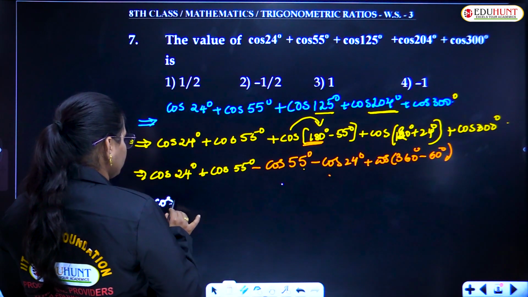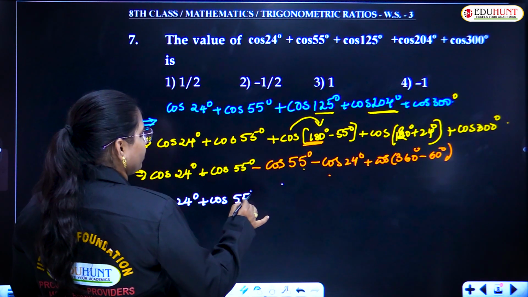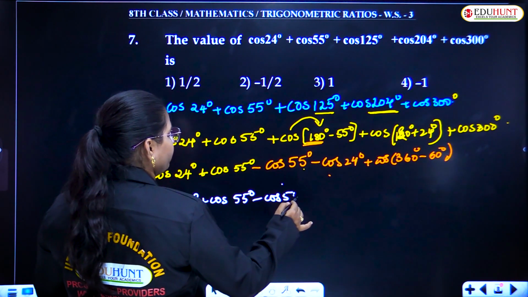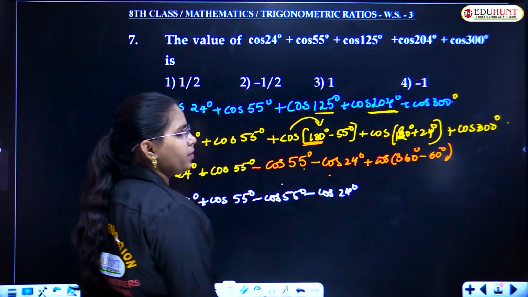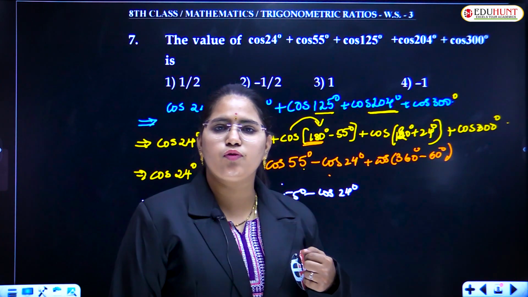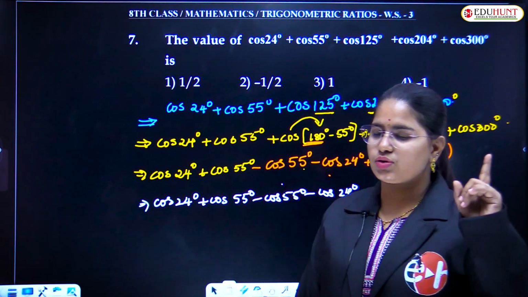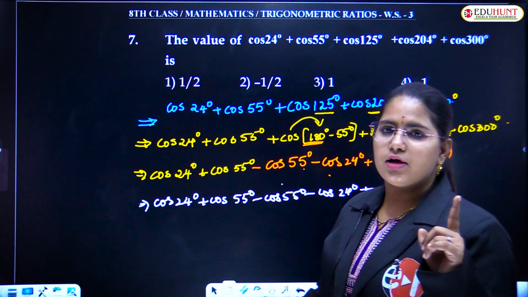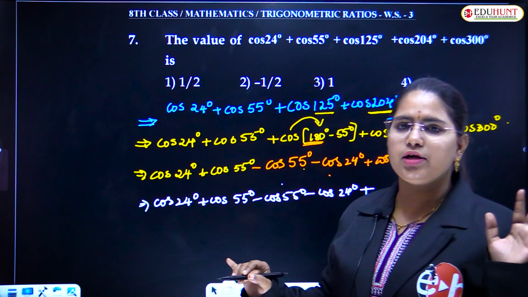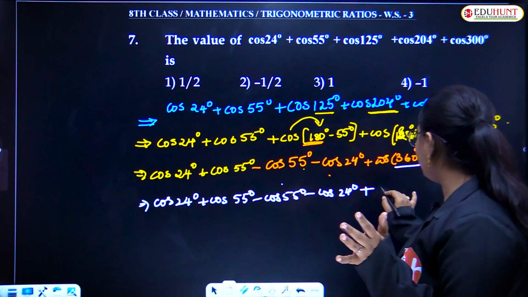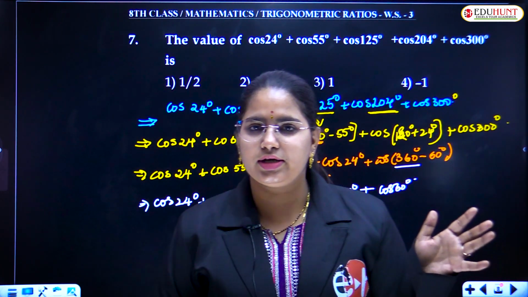cos 24 degree plus cos 55 degree minus cos 55 degree minus cos 24 degree, cos 360 minus theta. 360 minus theta belongs to the fourth quadrant. In the fourth quadrant, cos is positive, right? The function will not change because 360 is an even multiple of 90. So I can write it as usual, cos 60 degree.